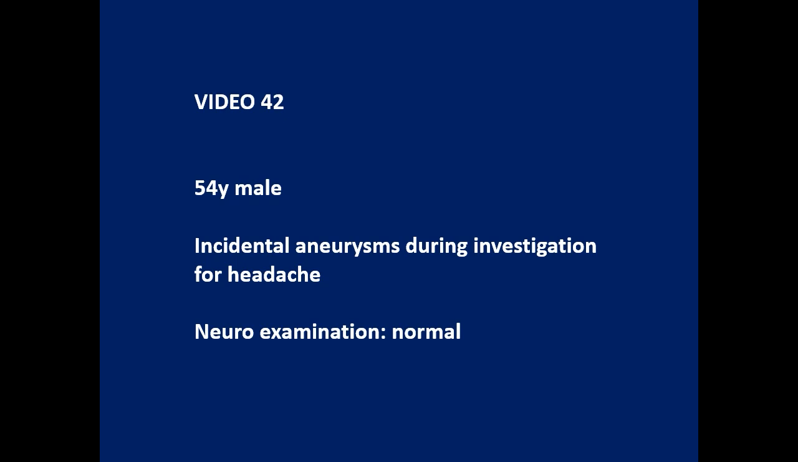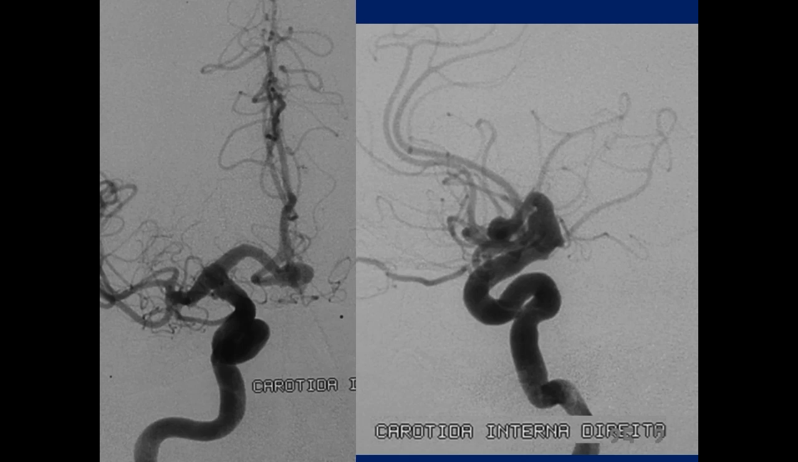54-year-old male. Incidental aneurysms during investigation for headache. Neuro examination normal. This is his angiography. Here on the left side we have the right internal carotid artery AP view. And we can see here this is A1 and there's an aneurysm located here.